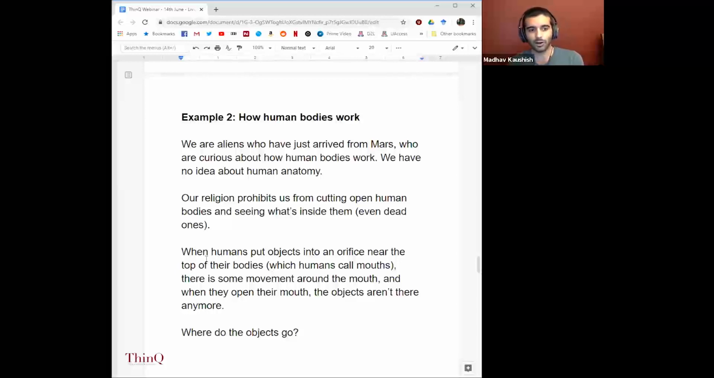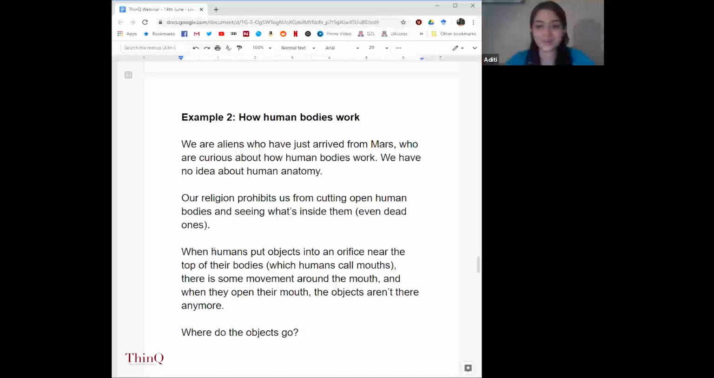So we see this phenomenon. When humans put objects into an orifice near the top of their bodies, which they call mouths, there's some movement around the mouth, like they move them up and down. And when they open their mouth, you notice that the objects aren't there anymore. They've disappeared. Usually, say you put something in a cupboard and leave it there, you open it, it's still there, unless someone's stolen it. But that doesn't happen here. It disappears, so that requires some explanation. How would we explain that? Where do the objects go?